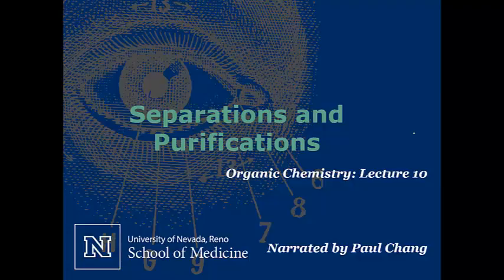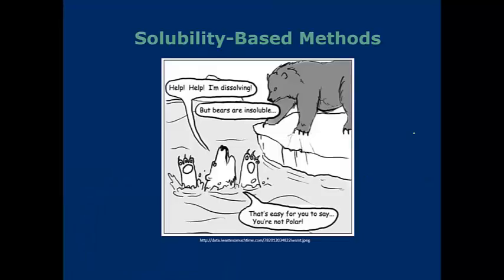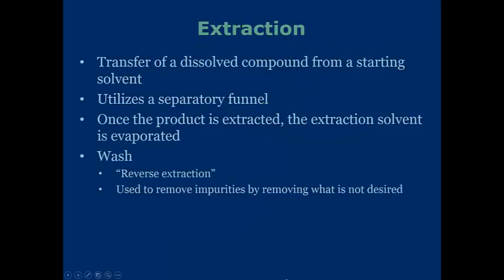In our final lecture in the organic chemistry series, we're going to talk about separations and purifications, starting first with solubility-based methods. These methods use the solubility of certain compounds in the respective separations. The first type is an extraction. This is the transfer of a dissolved compound from a starting solvent. It uses a separatory funnel, and once the product is extracted, the extraction solvent is then evaporated.